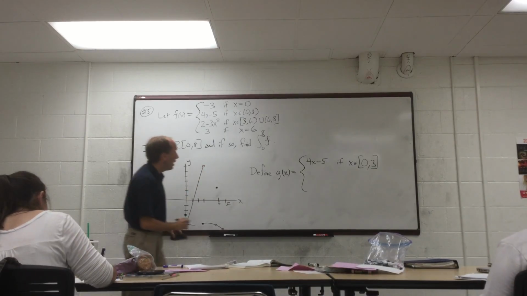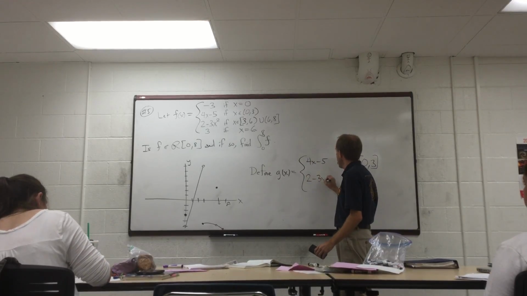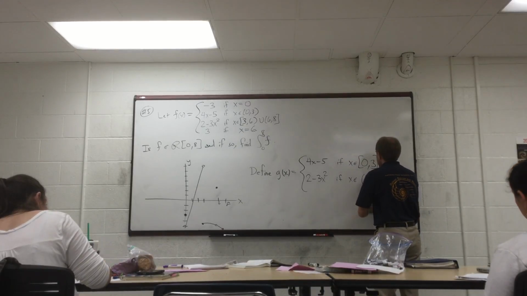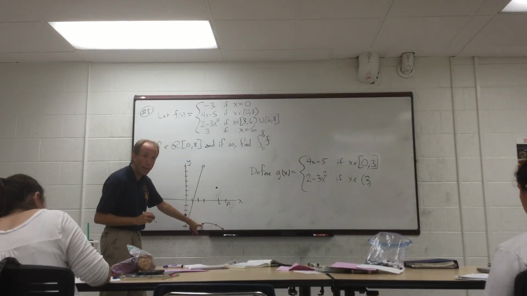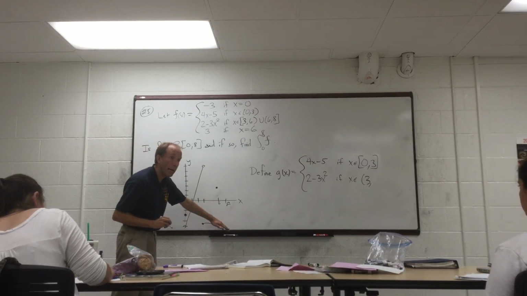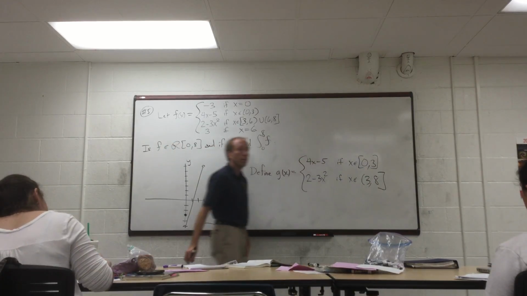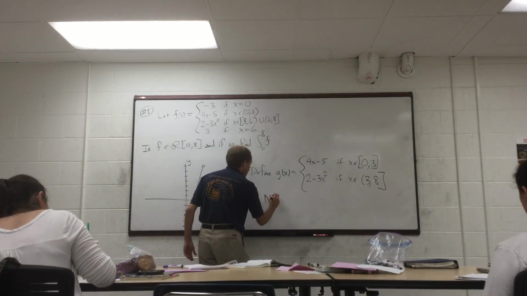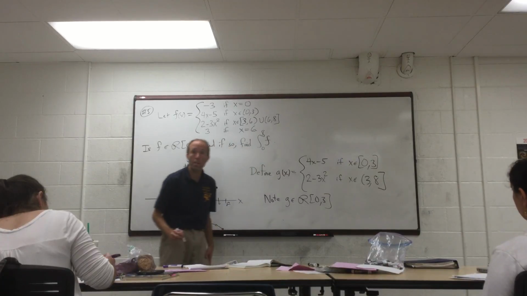Okay, now for the part from 3 to 8, I'm going to use the 2 minus 3x squared if x is in, I'm going to use an open on 3 because you have to be careful. You have to make sure your function is well defined. So I'm going to make this into an open circle now. And I'm just going to go all the way to 8. I'm not going to stop at 6. I'm just going to go all the way to 8. Okay? Does that make sense?